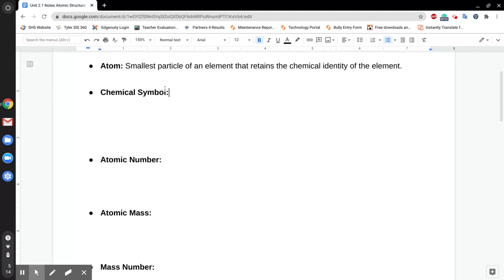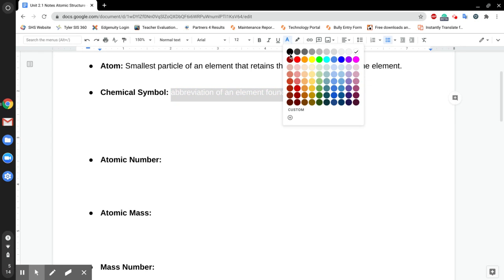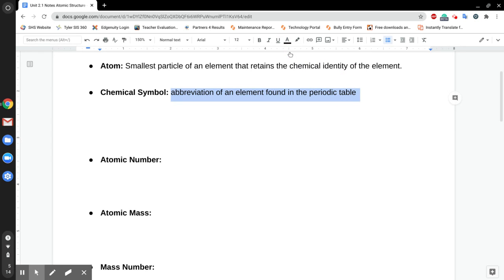All right, so the chemical symbol. This is your abbreviation of an element found in the periodic table. I wanted to recap this because we're going to be creating what's called a complete chemical symbol. For instance, hydrogen has an H, oxygen has an O, helium has He. All of those abbreviations are chemical symbols.